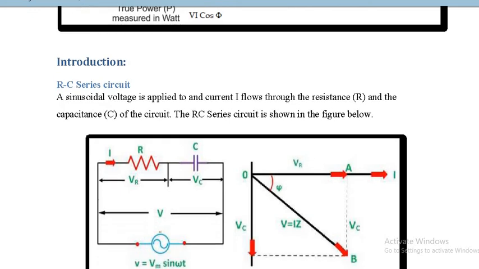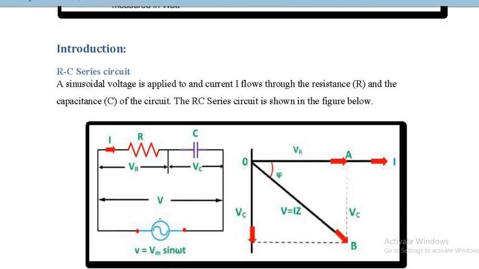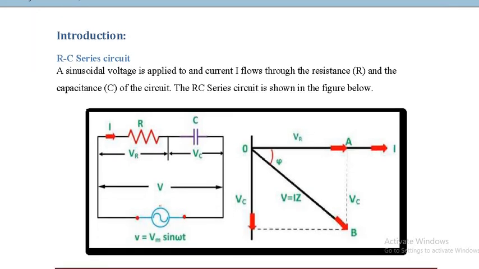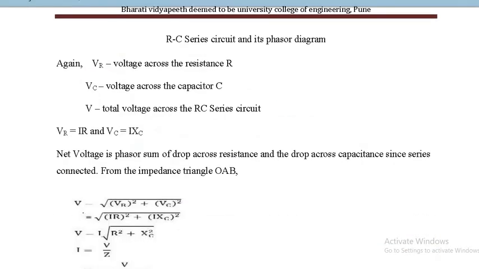As I said, it cannot be a purely capacitive circuit, so it is an RC series circuit. You can see a resistance connected in series, and the series combination is across the source, that is V equal to Vm sin omega t. You can talk about this total voltage as being equal to whatever is the drop across resistance and whatever is the drop across capacitance.